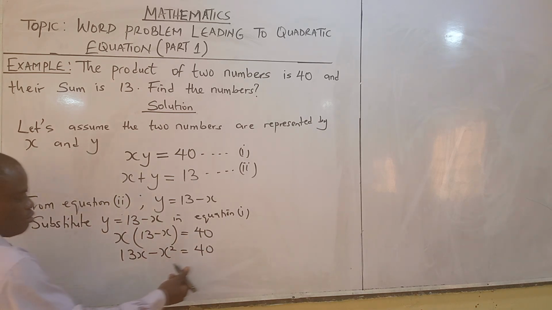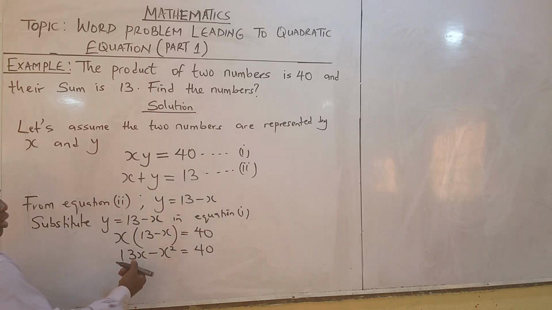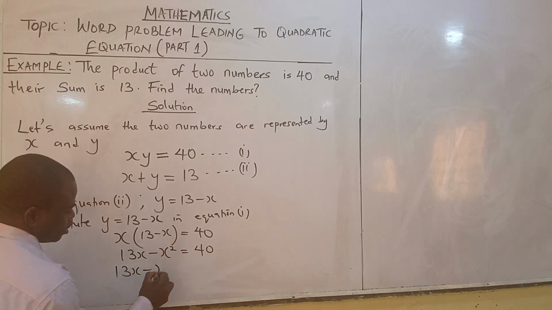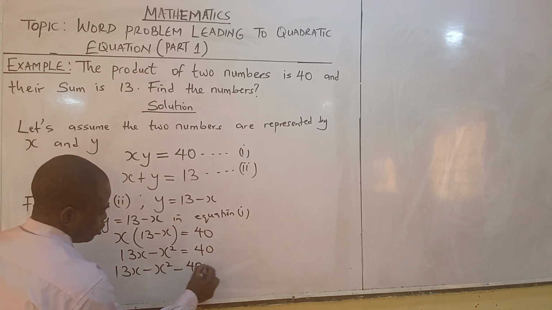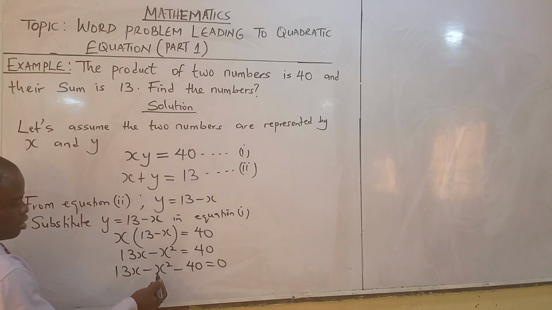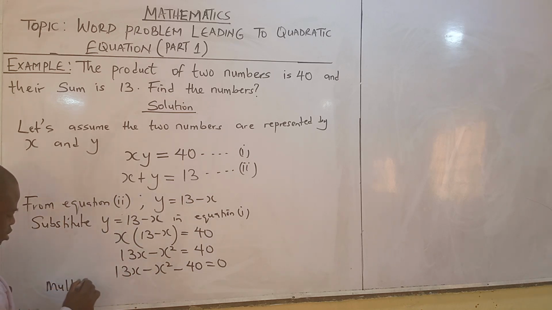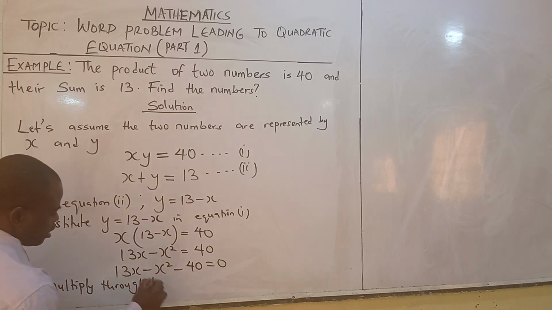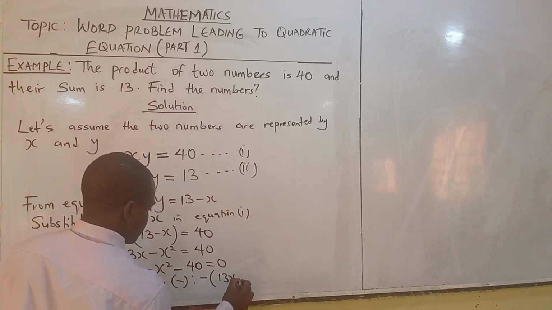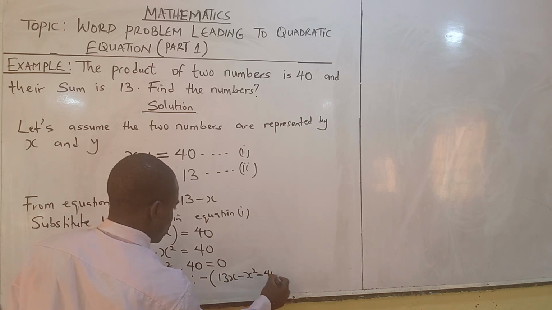Now let's bring the 40 across the equal sign so that we equate it to 0, because we want to turn it to a quadratic equation. We have 13x minus x squared minus 40 equal to 0. When 40 crosses the equal sign, it turns to negative. Now let's bring x squared to the front, but we can't just bring it to the front. We have to remove the negative sign. Let's multiply through by negative, so you have minus open bracket 13x minus x squared minus 40 close bracket equals 0.